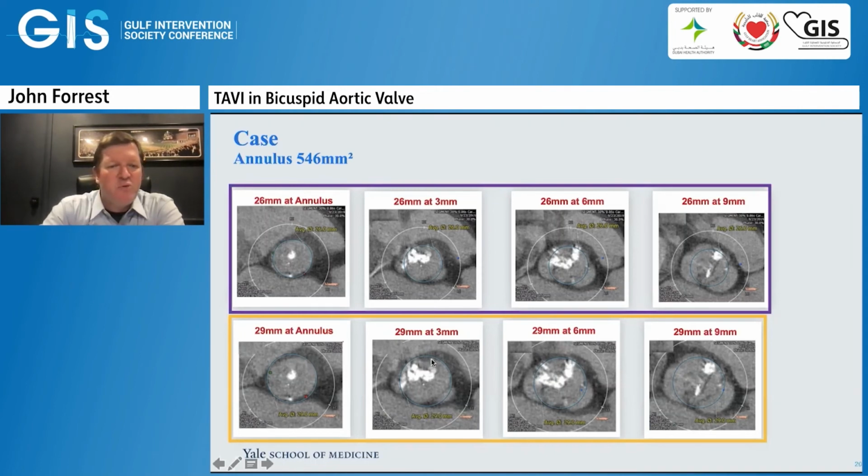As we scroll up, this 29 millimeter valve really extends beyond the level of these leaflets here. And with this bulky calcification, you're probably going to risk annular rupture or other issues. And so this is a case where as we scroll up and we realize that it actually gets smaller up there, that sizing down to a 26 millimeter valve is going to be what's indicated.